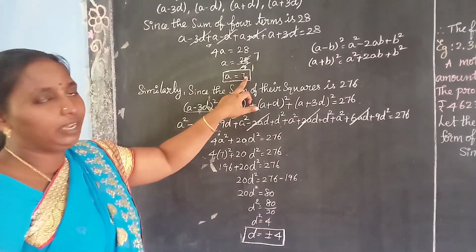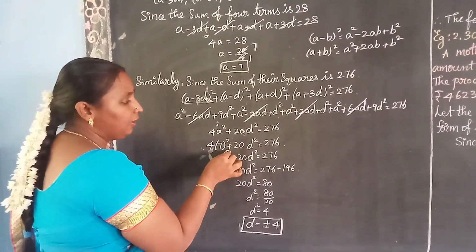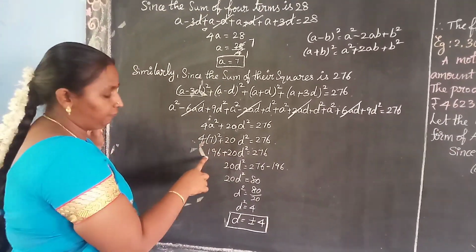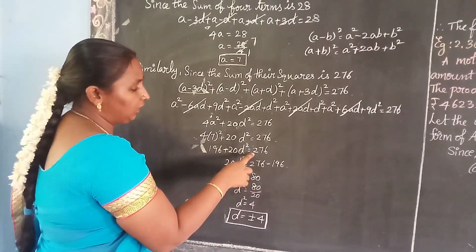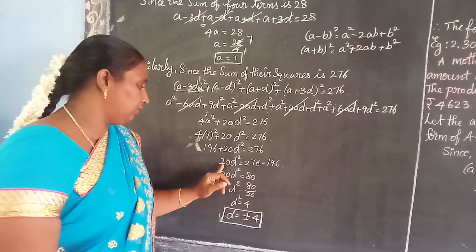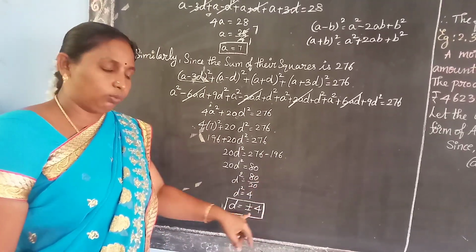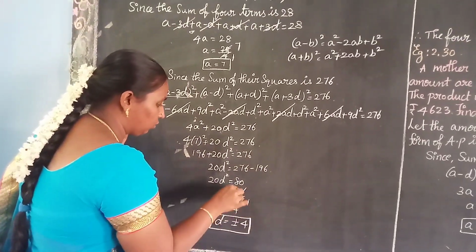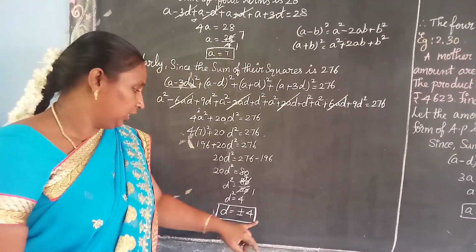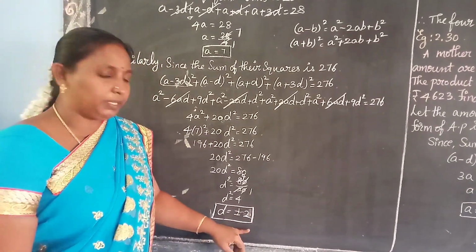So we already found a as 7. Substitute it instead of a here, you will get 4 into 7 whole square plus 20d square equal to 276. 7 square is 49, 49 fours you will get 196, plus 20d square equal to 276. Send this 196 to the right hand side, you will get 20d square equal to 80. If you subtract now, you will get 80. d square equal to 80 by 20, the zeros will get cancelled, 2 ones are 2, 2 fours are 8. So you get d square equal to 4, d equal to square root of 4. Square root of 4 now you will get plus or minus 2. Okay, so the d value is plus or minus 2.